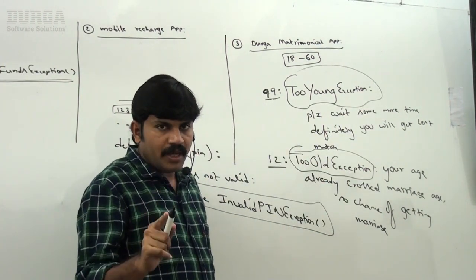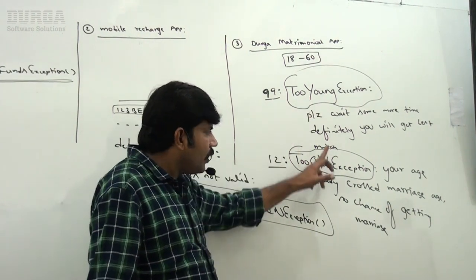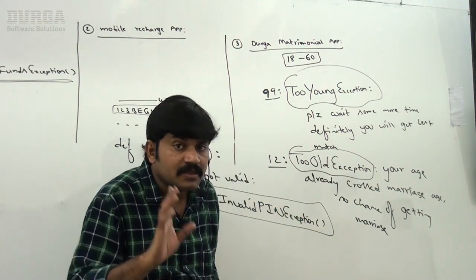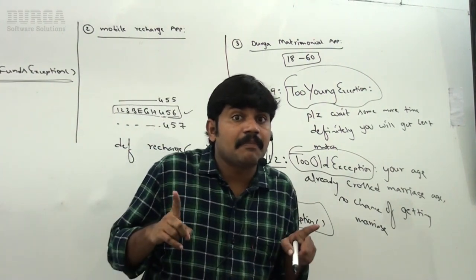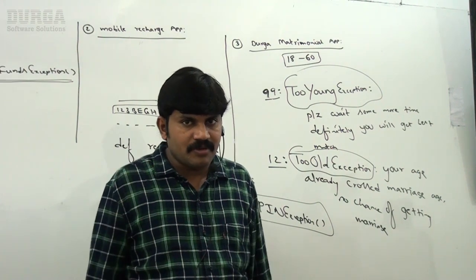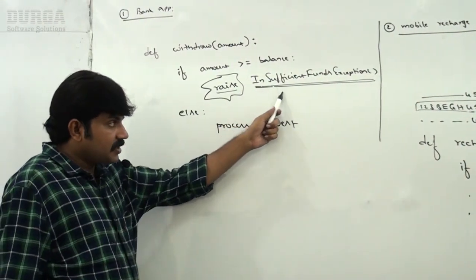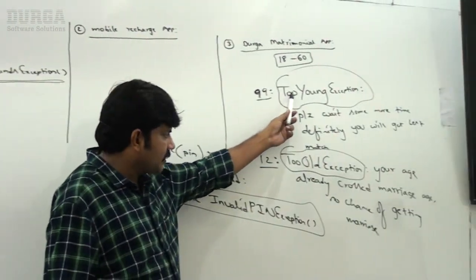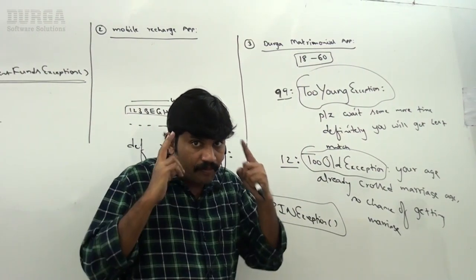Okay, to meet our programming requirement, we have to define our own exceptions. We have to raise these exceptions to indicate something goes wrong. Such type of exceptions are considered customized exceptions or user defined exceptions. Now are you in the position to understand? Three examples I covered, sir. What is the first one? Insufficient funds exception. Second one, invalid PIN exception. Third one, too young exception, too old exception. Now everyone got the basic idea.